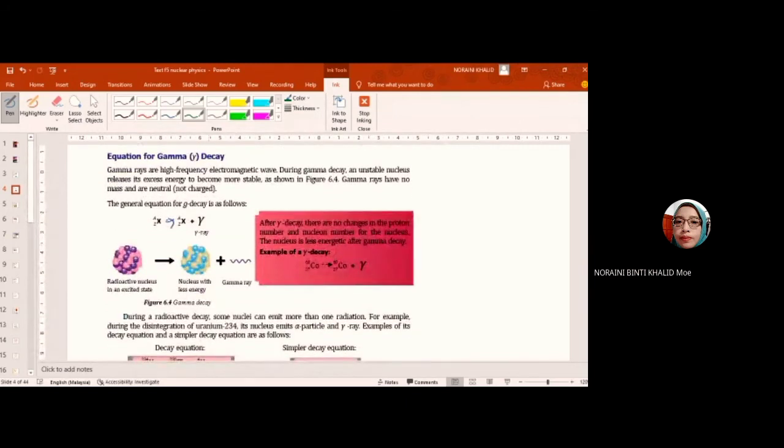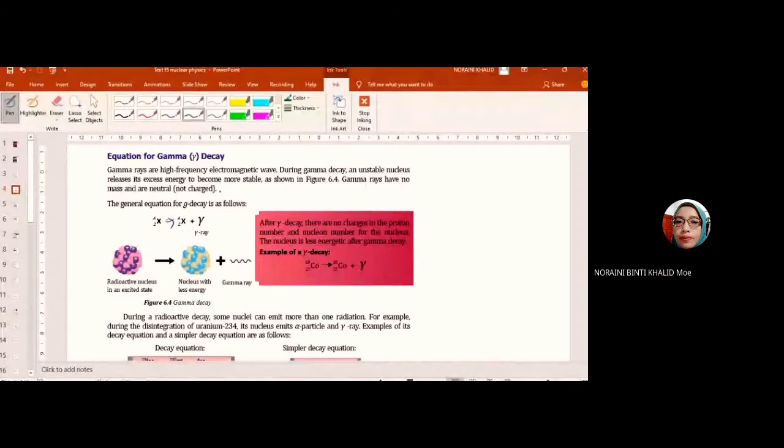For gamma decay here, gamma rays are high frequency electromagnetic waves. During gamma decay, an unstable nucleus releases its excess energy to become more stable. Gamma rays have no mass and are neutral, no charge. No mass, no charge. Okay. The general equation for gamma decay is as follows.